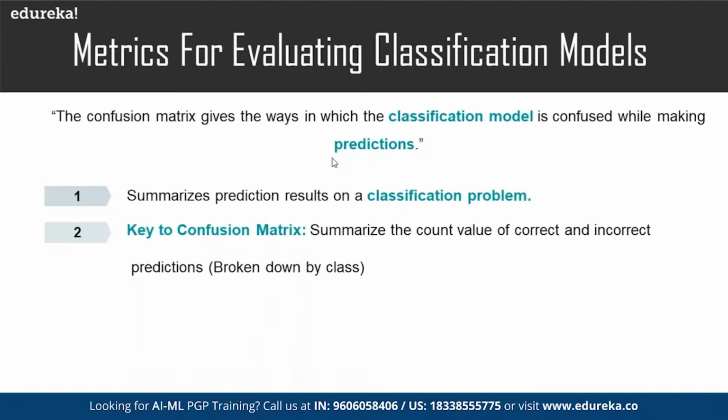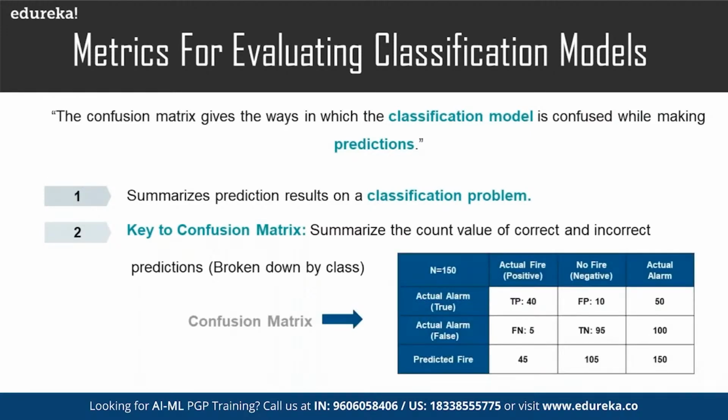So, the key to the confusion matrix here: what does it do? It summarizes incorrect and correct predictions by class. For example, take a fire alarm system. The system should alarm correctly whenever there is a fire in a place. When there is no fire, there should be no alarm, right? But if there is an alarm and there is no fire, what happened there? We trained the system wrongly and evaluated it wrongly, which is why we got such wrong results.